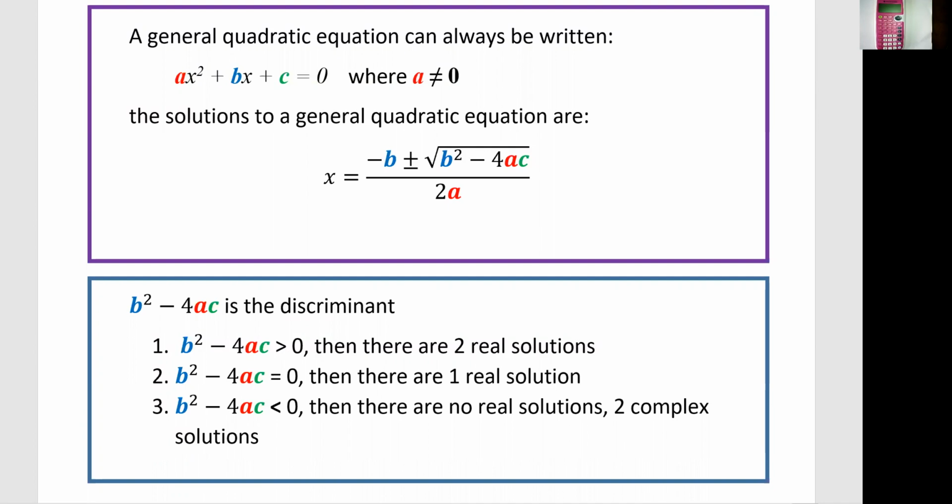So if the discriminant is greater than 0, which means we have a positive square root, we'll have two real solutions. If the discriminant is equal to 0, the square root of 0 is 0, so we will have one real solution. And if the discriminant is less than 0, which means it is negative, then there are no real solutions and two complex solutions. And that is where the square root of -1 is equal to i will come into play.